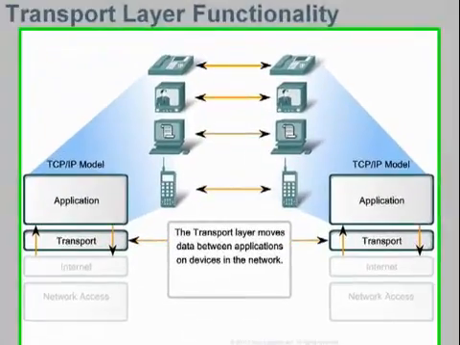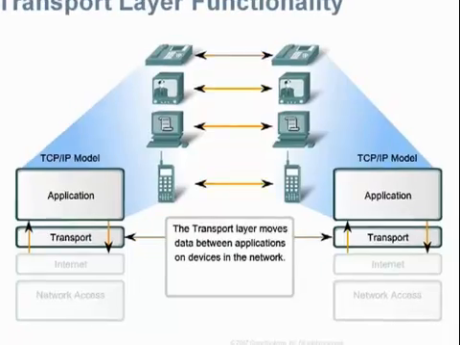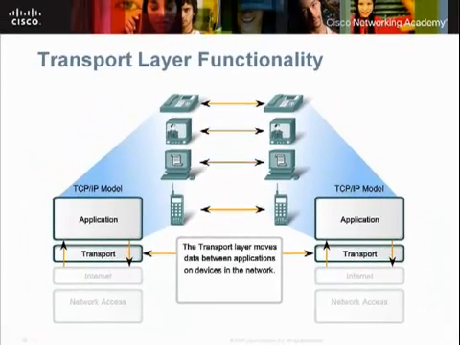The primary responsibilities of the transport layer include tracking the individual communication between applications on the source and destination hosts, segmenting and reassembling the segments into streams of application data, and identifying the different applications associated with data.